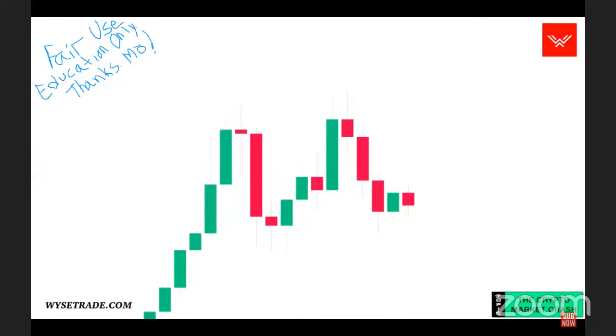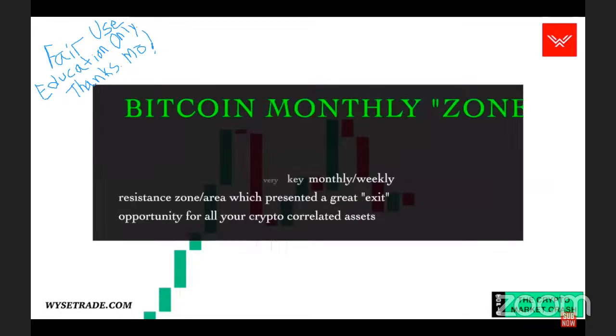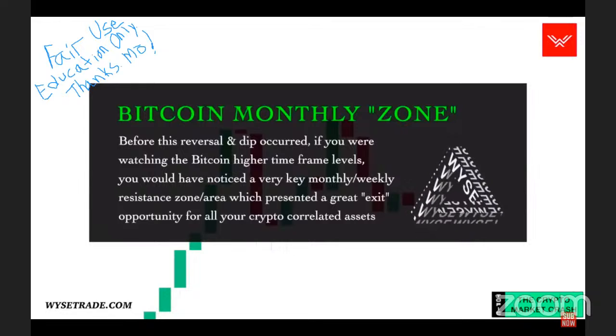So, as you already know, Bitcoin and the crypto market as a whole has recently experienced a market dip. Before this reversal occurred, if you were watching the higher time frame levels, you would have noticed a few interesting things. So let's break it down.